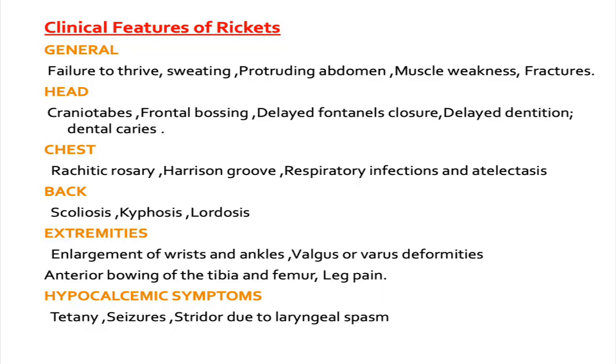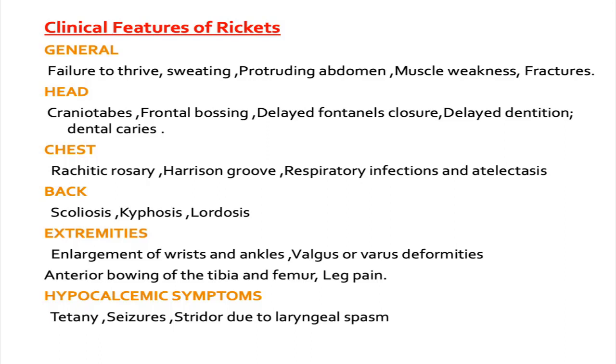In the head, we find craniotabes. This is a sign we see in the head. When you press the occipital bone, there will be inward invagination of the occipital bone, and later on it returns back to normal because of the soft bone. There is frontal bossing. The head will look like a box.